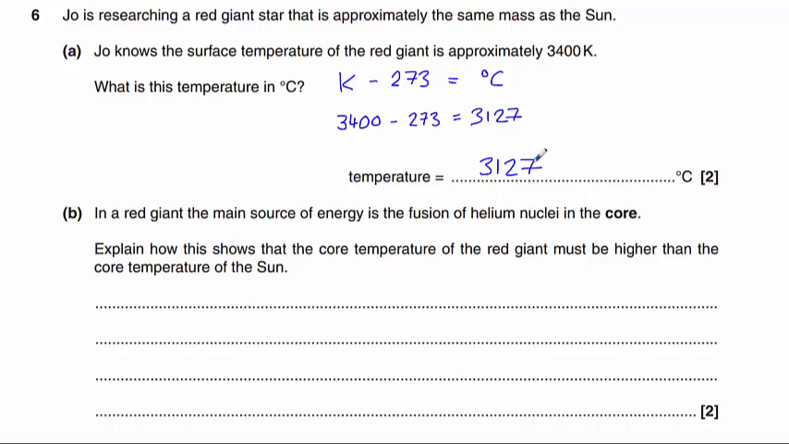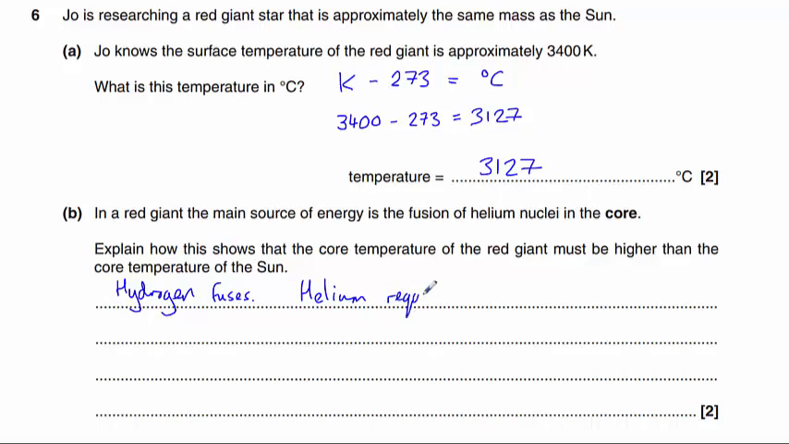Part B. In a red giant, the main source of energy is the fusion of helium nuclei in the core. Explain how this shows that the core temperature of the red giant must be higher than the core temperature of the Sun. Well, to answer this, we need to think about what happens inside the Sun. In the core of the Sun, hydrogen fuses. Helium can't fuse in the Sun because it requires more energy.